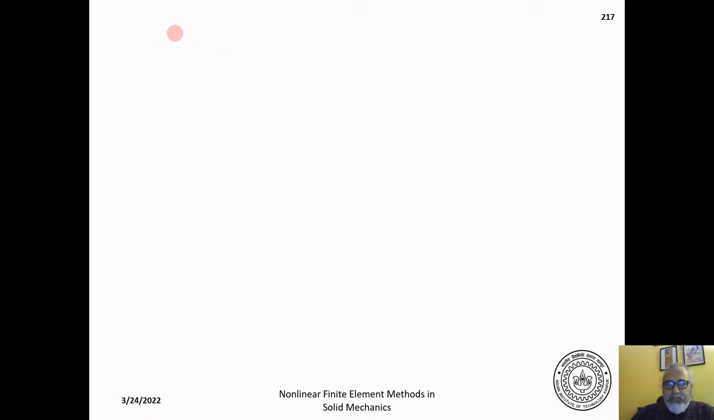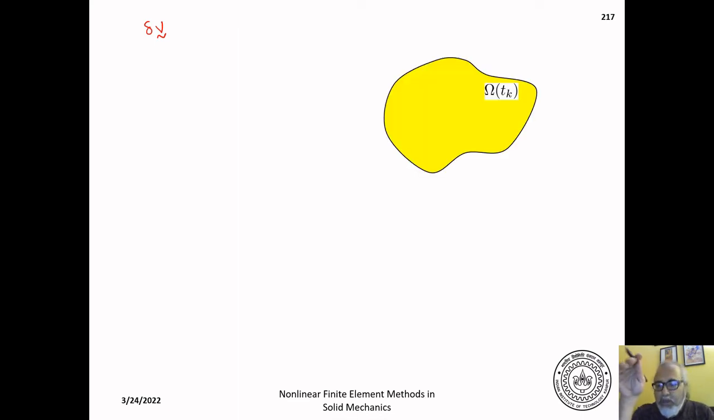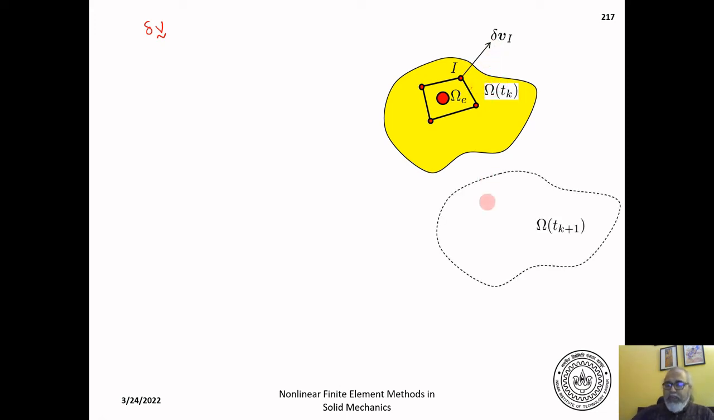During a Newton-Raphson process, del v does not change. So what we have is the configuration at time t_k, which is the last converged configuration, and this is an element in that configuration, and at each node we have some value of delta v applied. For all nodes, for the ith node I have shown this, and now the goal is to get to this configuration, which is the k plus 1th configuration.